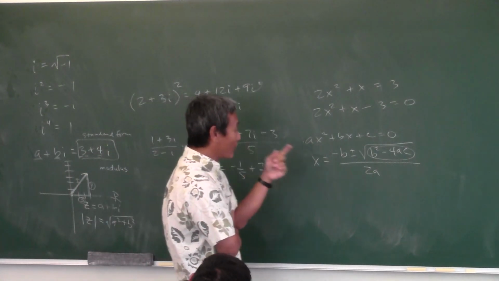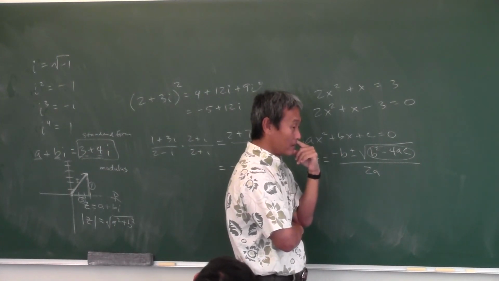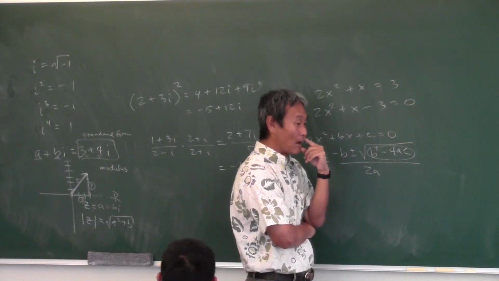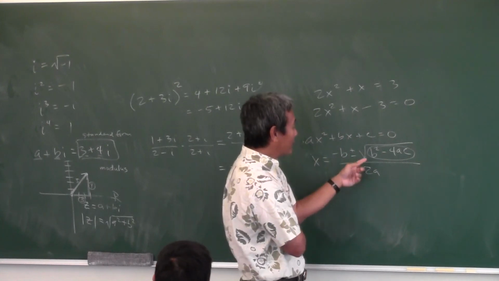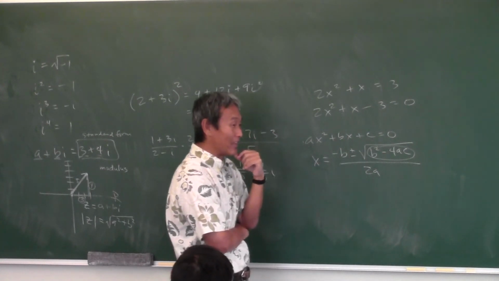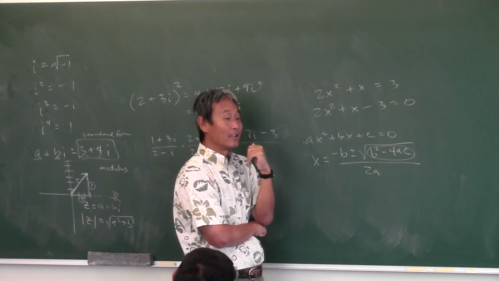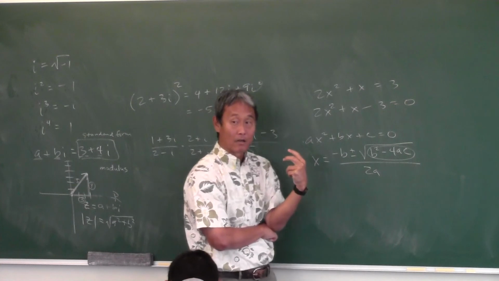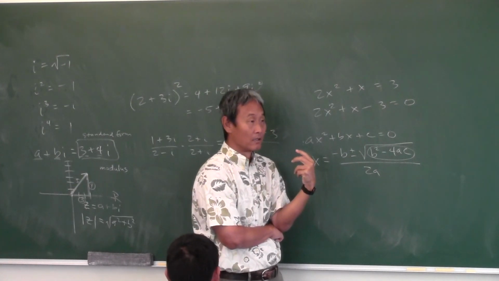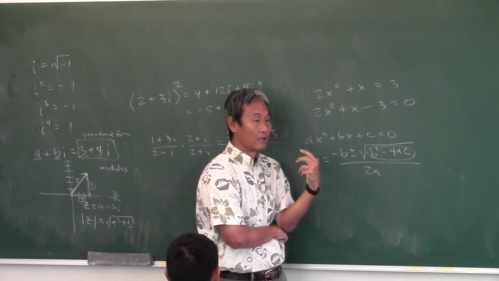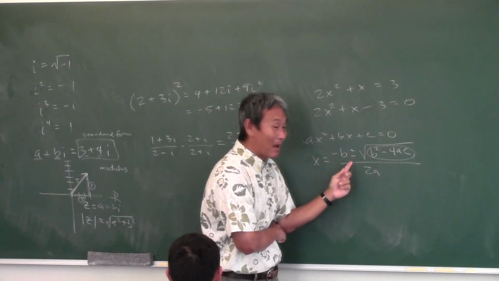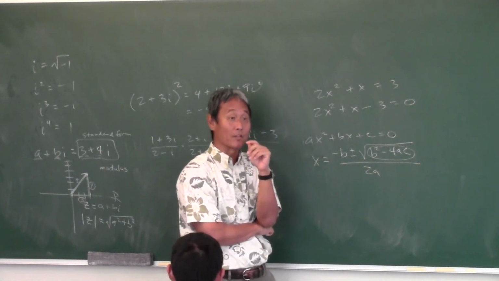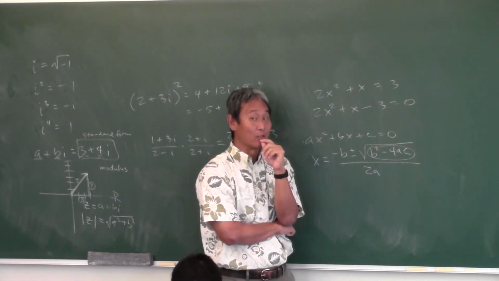What if b squared minus 4ac is 0? Then you have one double root. If b squared minus 4ac is negative, then you have two complex roots that are conjugates of each other. How come they're conjugates? Because of the plus or minus. And what would happen if b squared minus 4ac comes out to a perfect square? Then you get two rational roots.